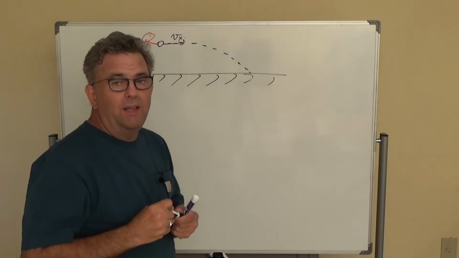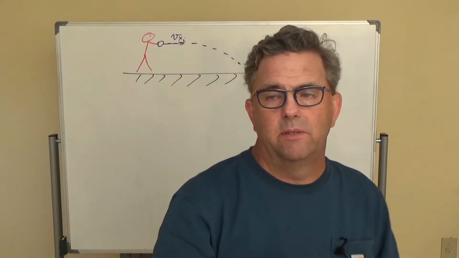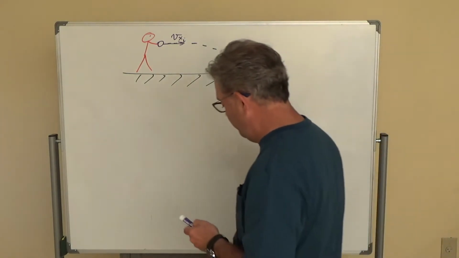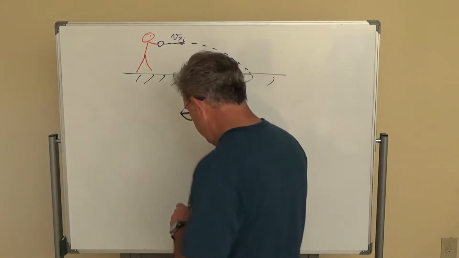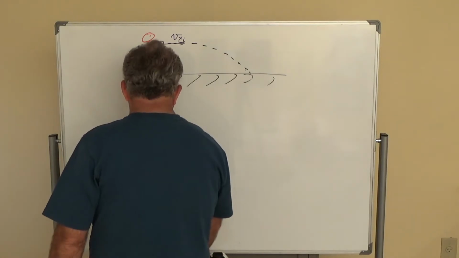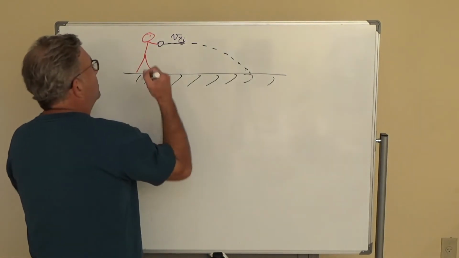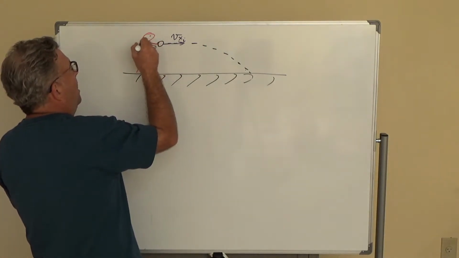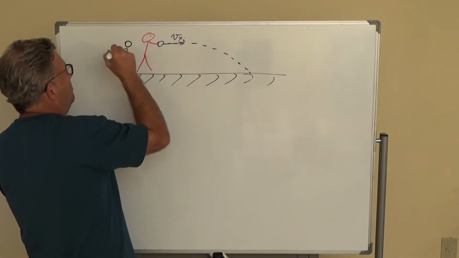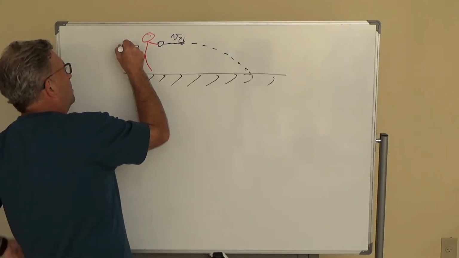I claim that if another object is dropped from the same height, and when I say dropped, I mean that as soon as this object leaves my hand, back behind me somewhere, an object is dropped.